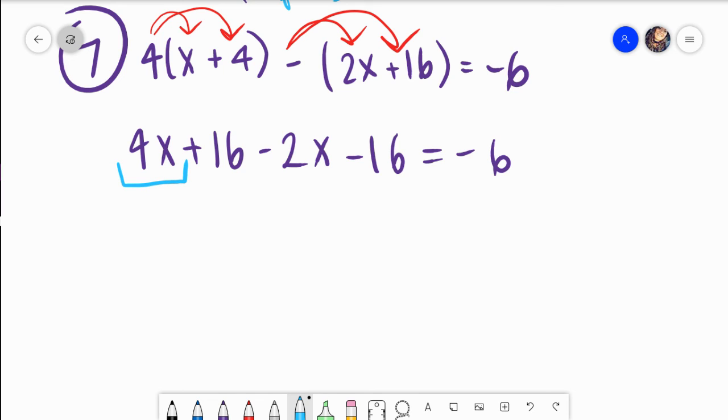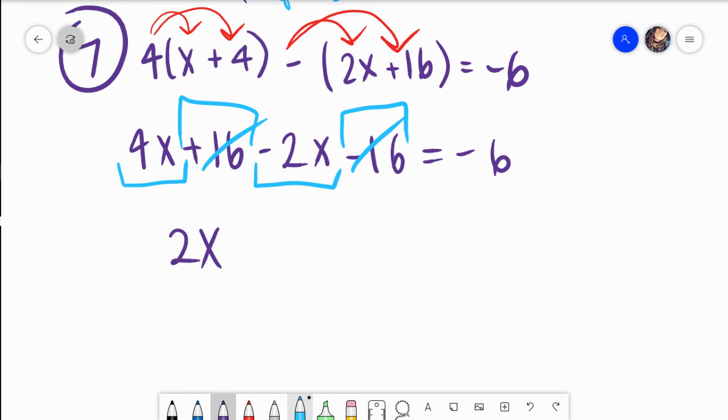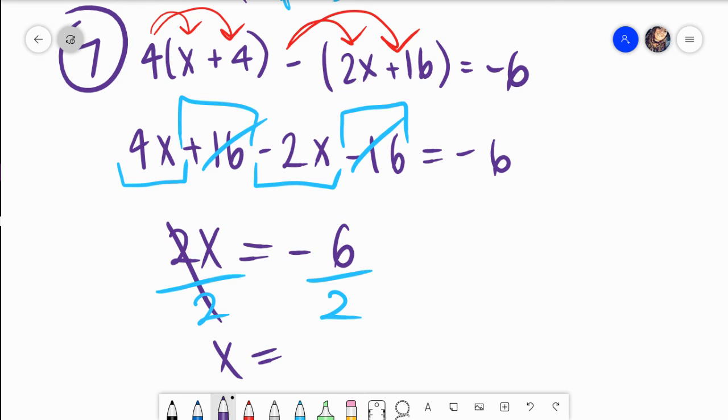Now we look, and I see that I have some common terms. 4x minus 2x is 4 minus 2 is 2. Keep and keep, right? And then I notice right here, I've got a positive 16 and a negative 16. Y'all remember what those are? They go to 0. I have my equal sign, and I have a negative 6. Still not done, need to divide. Left-hand side cancels. I get an x equals 6 divided by 2 is 3. Signs are different, so it's negative.